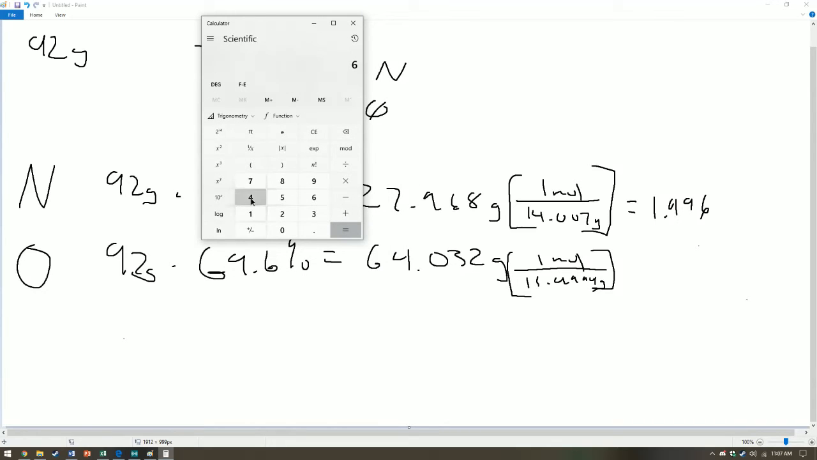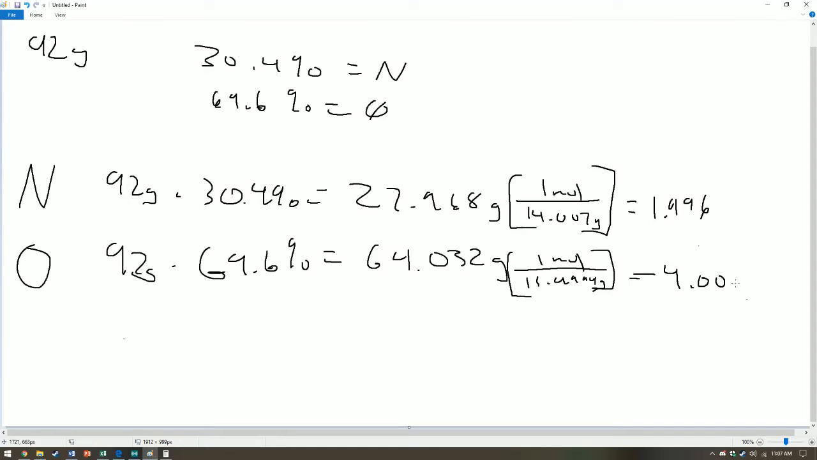So 64.032 over 15.9994, which yields 4.002.